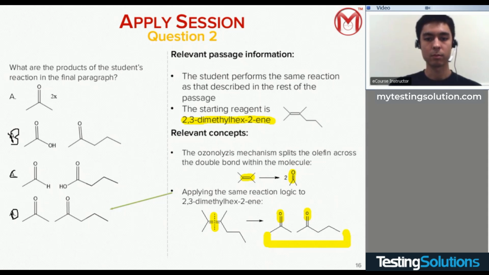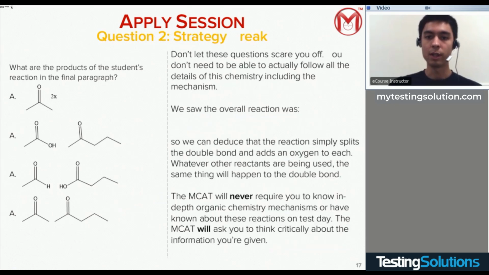Okay? So this is as much a puzzle question as it is an organic chemistry question. Don't let these kinds of questions scare you off. You don't actually have to follow all the details of the mechanism. We saw the overall reaction was this, and so that same logic is going to apply. Remember, the MCAT is never going to require you to know in-depth organic chemistry mechanisms. That's not the point of the exam. The point of the exam is to make you think critically about the information you're given.